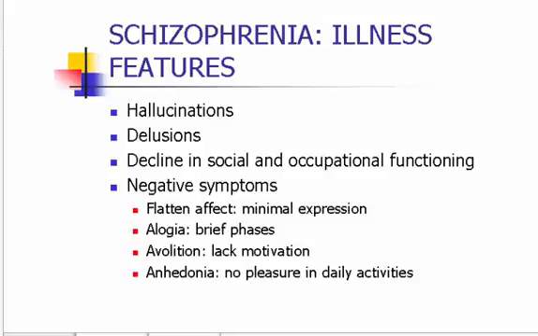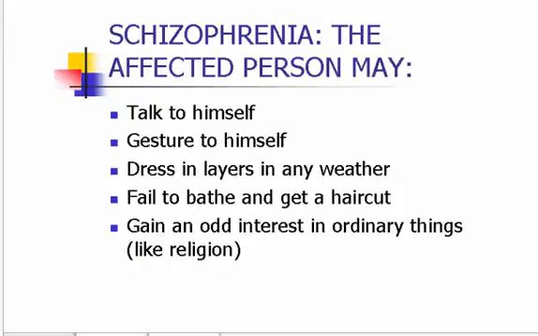Now, these negative symptoms we see here are going to be flattened affect, which is the loss of expressiveness that most schizophrenic people will develop during their illness. Alogia, where they speak very little, in brief or often empty phrases. Avolition, where they lack motivation for work or other goal-directed activities, and anhedonia, or a loss of pleasure in daily activities.